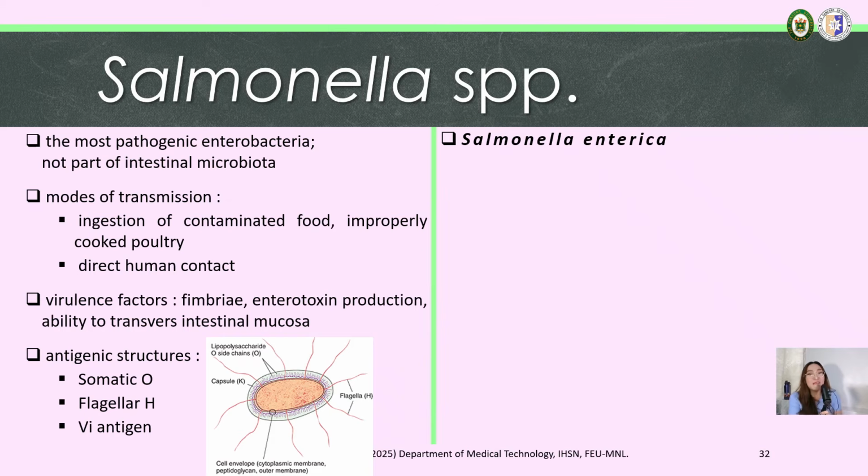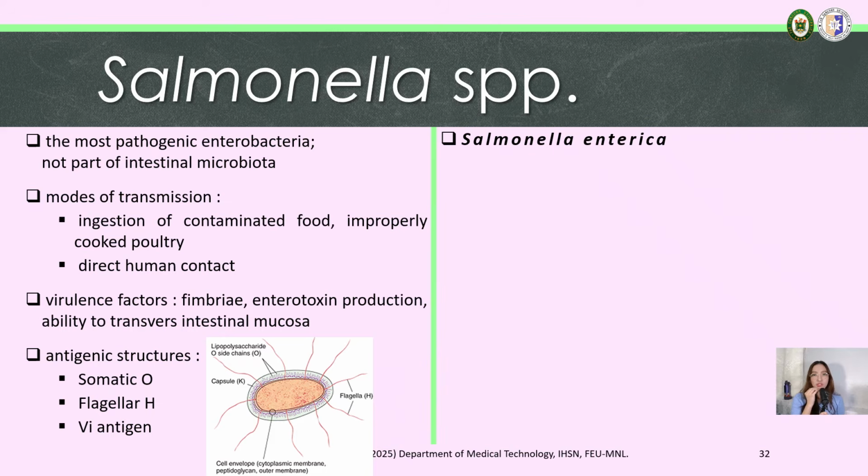Salmonella species in general are gram-negative, facultatively anaerobic bacilli that morphologically resemble any other enteric bacteria. So straight gram-negative rods din po sila. Infections may be acquired either from ingesting contaminated and improperly cooked food or direct contact with human carriers.